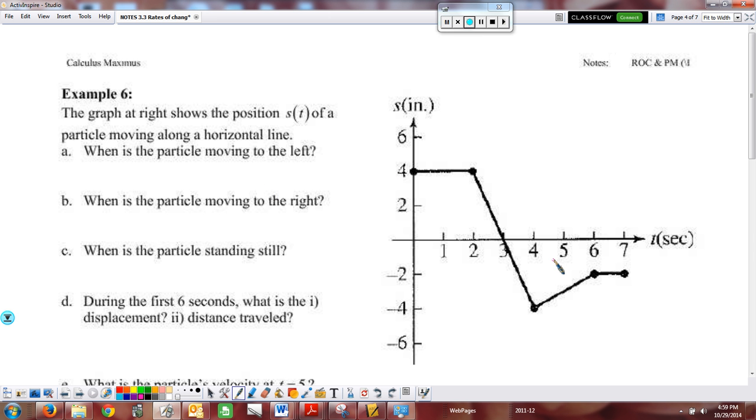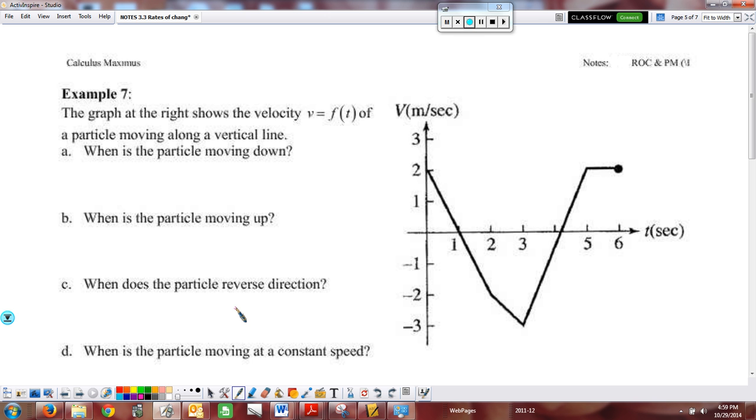But in example 6, I'm going to give you the position function's graph. Now that's going to be important because there are several graphs I could give you. I could give you the position graph, the velocity graph, a speed graph, or an acceleration graph. And you're going to have to really pay attention to which graph I have given you when you are answering these questions. Okay? Then we're going to flip over here to example 7.